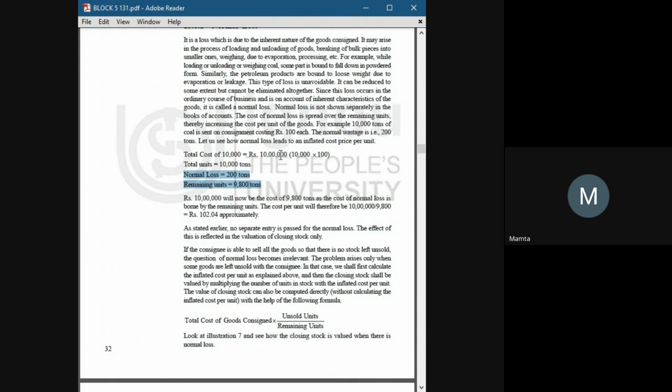If there were no wastage, the per unit cost would have been 10 lakh divided by 10,000. So this is the cost, 100 rupees. Here you can see this is the cost of each unit, 100 rupees. Now when we have some wastage, the cost has increased by 2 rupees 4 paise. This is the difference. This is how it raises the price. Any kind of loss inflates the price of any unit.